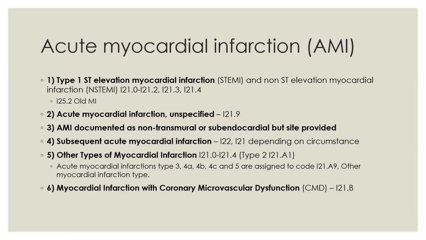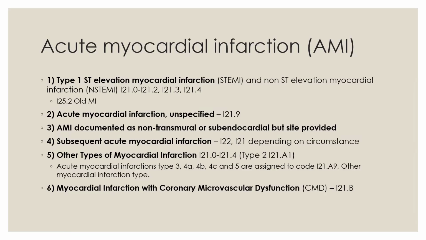Do not assign code I24.89 for other forms of acute ischemic heart disease for the demand ischemia. If a type 2 AMI is described as NSTEMI or STEMI, assign only a code from I21.A1. Codes from I21.01 through I21.4 should only be assigned for type 1 AMIs.